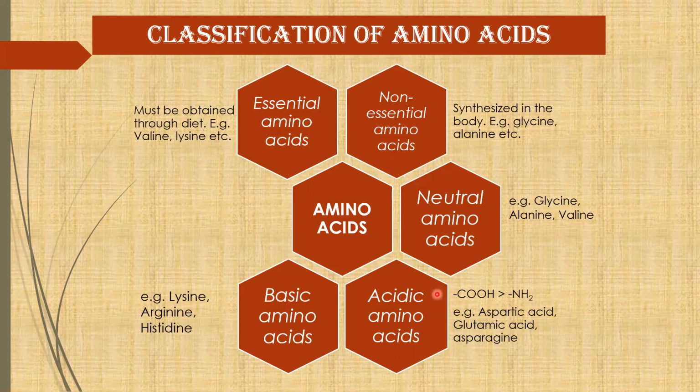Okay. So acidic amino acids means those with the more acidic functional group. Example, aspartic acid, glutamic acid and asparagine. Whereas basic amino acid means the amino group is more than the carboxylic group.